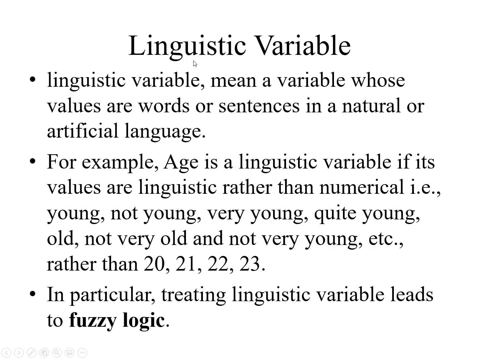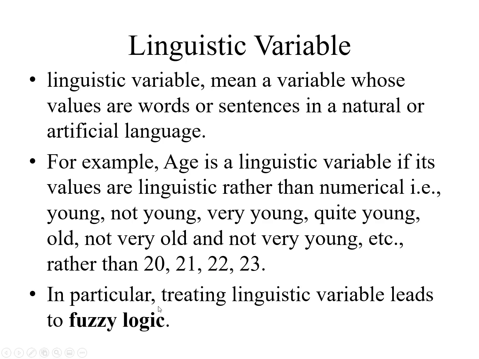Linguistic variable: we have already discussed linguistic variable, a variable whose values are words or sentences in natural or artificial language. For example, age is a linguistic variable if its values are linguistic rather than numerical: young, not young, very young, quite young, old, not very old, and not very young. All these are linguistic variables, meaning that these variable values are words or sentences in a natural or artificial language. These are not quantitative. Quantitative would be 20, 21, 22, 23. If we assign these weights to the age, then it will be quantitative.